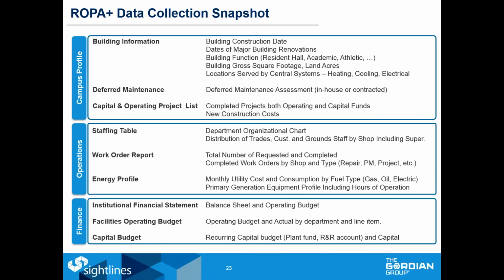Everything from building inventory featuring construction dates and some characteristics, deferred maintenance list, staffing table, work order reports, utility information. We also like things like institutional financial statements, operating expenditures, capital expenditures, and so on. Our goal is not to take a lot of your staff's time.